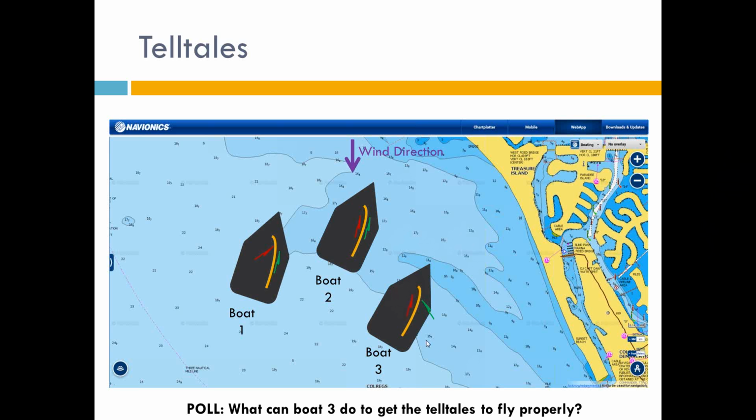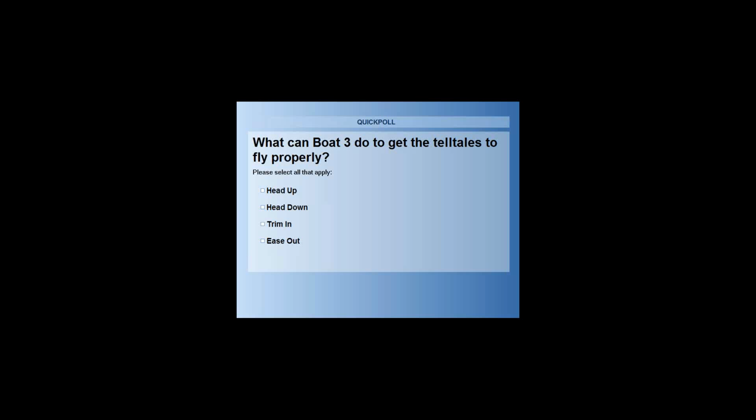All right, so let's see who's following along. I call it a poll, but it's probably more like a quiz. What can boat 3 do? Boat 3 is the one on the right, and we can see the green telltale is not flying, the red is. What can they do to get the telltale to fly properly? This is a multiple answer, so you can choose more than one thing if you want to.